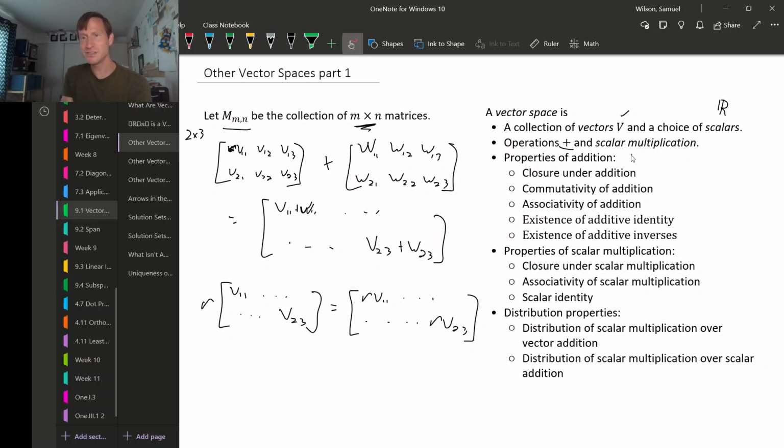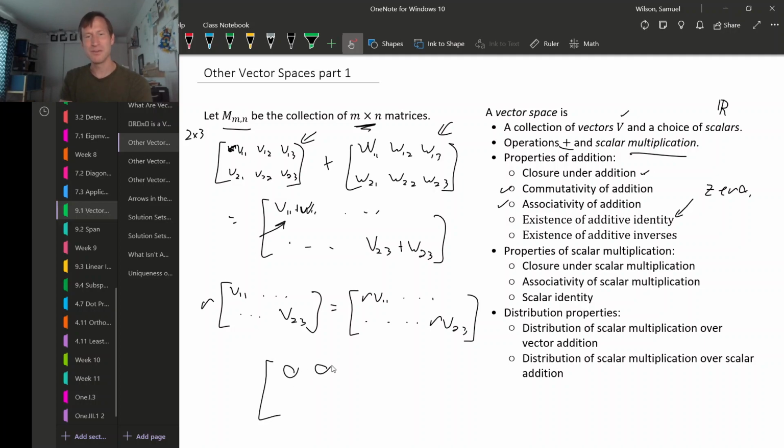We have operations. So now we need to check all of these. So are these closed under addition? Well, clearly, because the sizes match up, you can always add matrices of matching sizes to get another matrix of the same size. So addition is closed. Commutativity is clearly satisfied because we're just adding things entry by entry. And so when it comes down to it, really we're just asking about the commutativity of real addition, but that is commutative. Same thing for associativity.